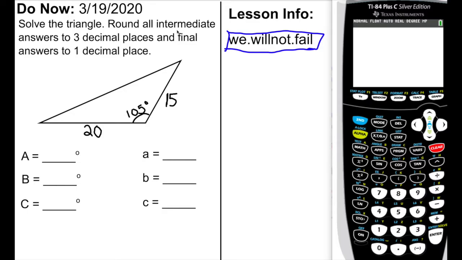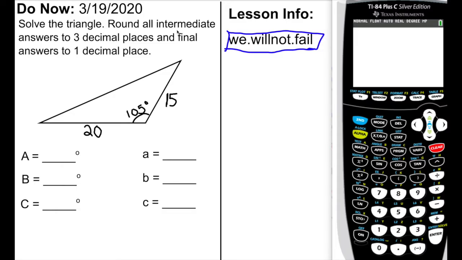That was really great, and it seems like a lot of us are doing pretty well with the law of cosines and the law of sines. If you're not in that situation, that's completely fine. Today is going to be a day to get caught up and make sure we're in a good place to start moving on. But please make sure you try out this Do Now right here. What we're going to do is solve this triangle.